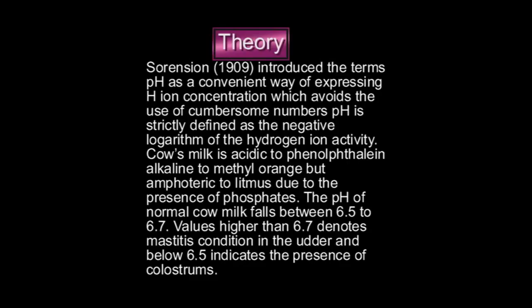Cow's milk is acidic to phenolphthalein, alkaline to methyl orange, but amphoteric to litmus due to the presence of phosphates. The pH of normal cow milk falls between 6.5 to 6.7. Values higher than 6.7 denote mastitis condition in the udder, and below 6.5 indicates the presence of colostrum.